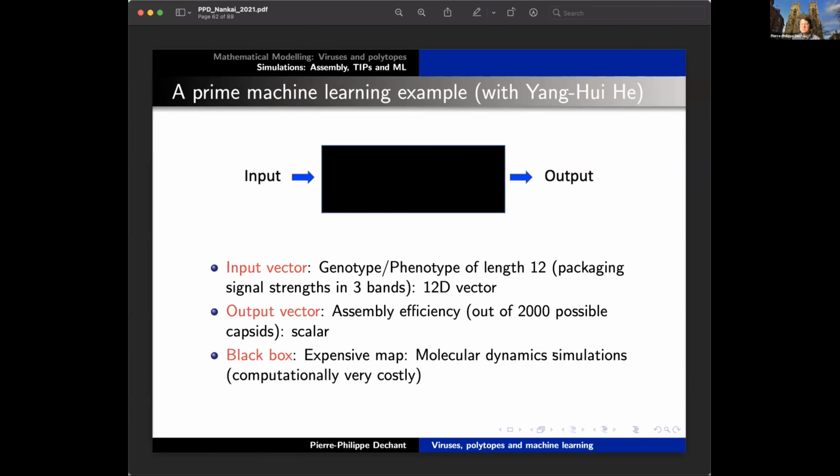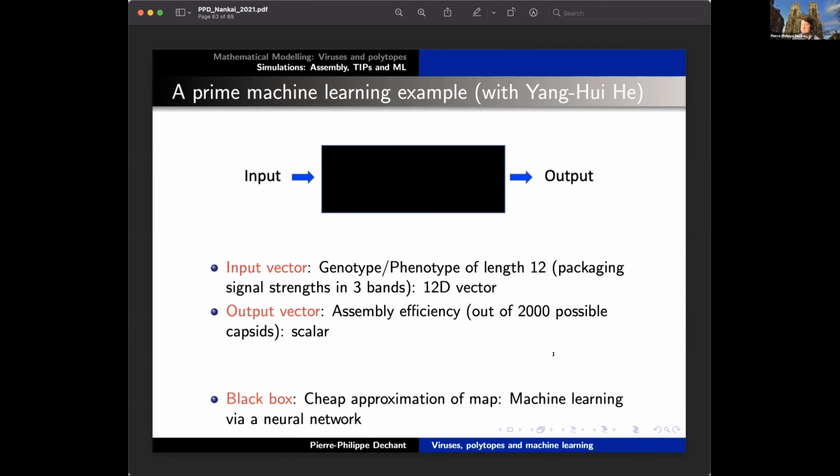So it's essentially a typical machine learning example. This is work with Jan Hoyre that came out a couple of months ago. You have these input vectors, which are 12-dimensional vectors. The output vectors are the scalars. And this black box was the expensive map, 4 weeks on a supercomputer doing these elaborate molecular dynamics simulations, which are computationally very costly. But we've heard of neural networks as sort of cheap approximations to maps because we can train the neural networks to become a good approximation.